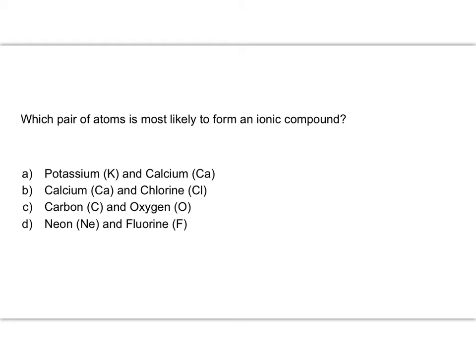All right, which of these is most likely to form an ionic compound? You have to remember, ionic compounds are always metal plus nonmetal.